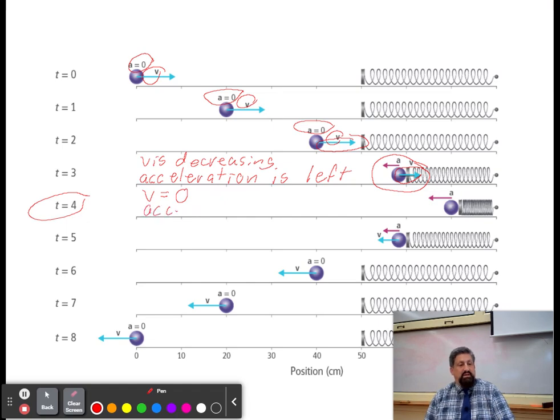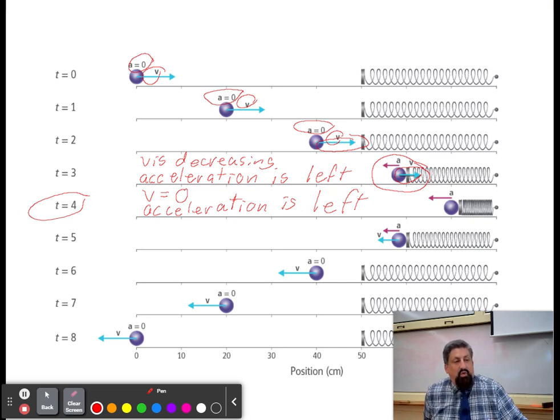Acceleration is left. And that's something a lot of people don't think about: an object that's not moving and has zero velocity can still have an acceleration, because the acceleration is what's going to change the velocity. It's only for an instant in time. It has a velocity of 0 and an acceleration to the left. But that acceleration is necessary because when the spring expands, it pushes the ball to the left, and the ball accelerates. It speeds up to the left.